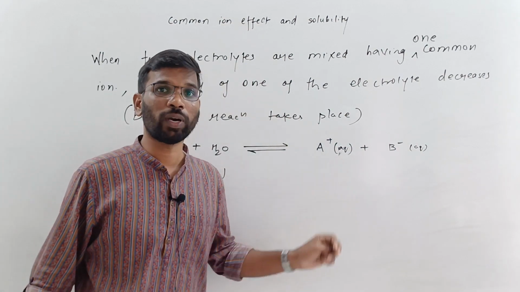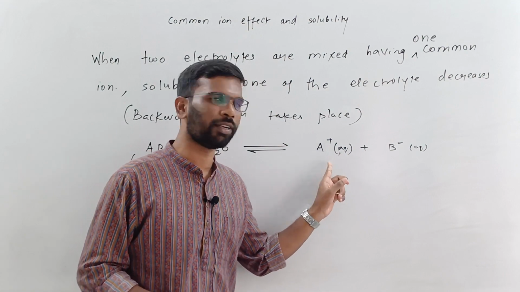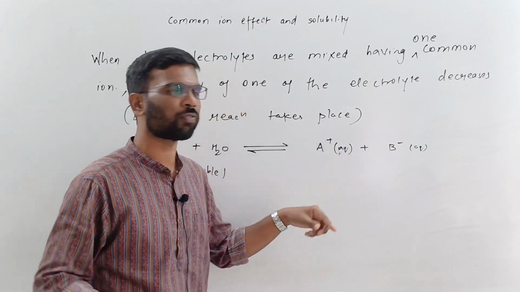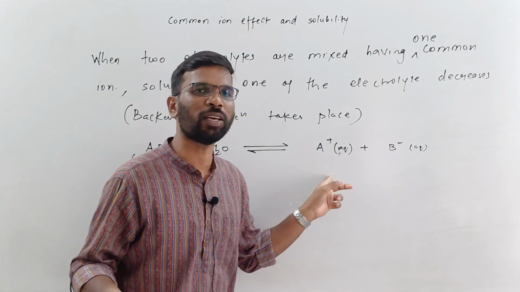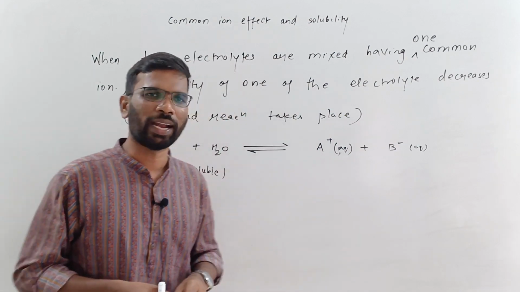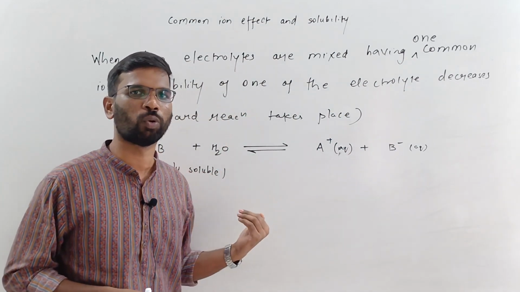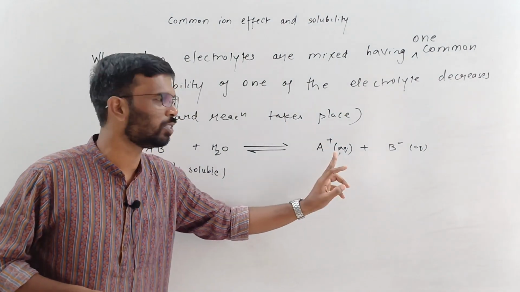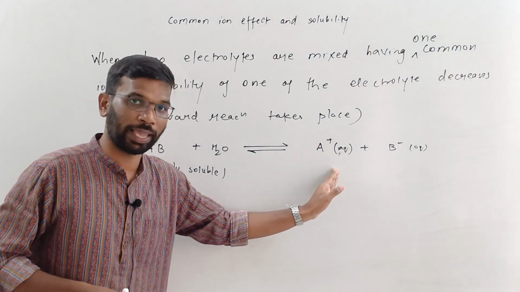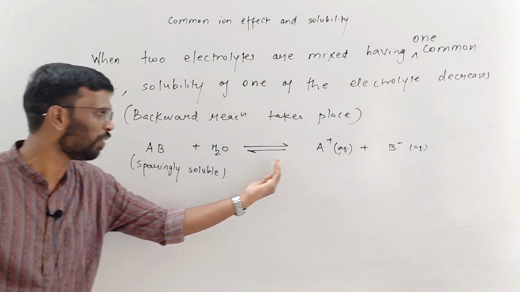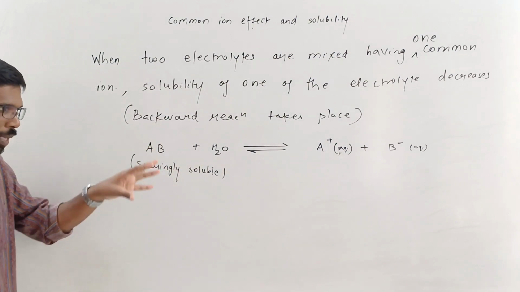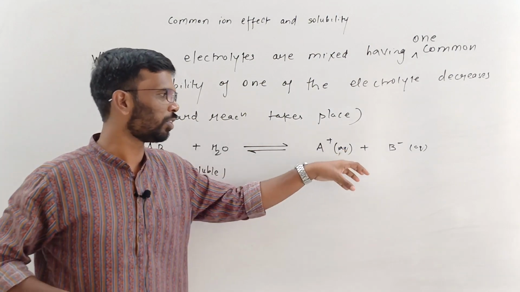Now I ask you one question. If I increase the concentration of A, meaning I put A plus into this from some other source, what will happen? In which direction will the equilibrium shift? When you increase the concentration of a product, that is A, the reaction will go in the backward direction.